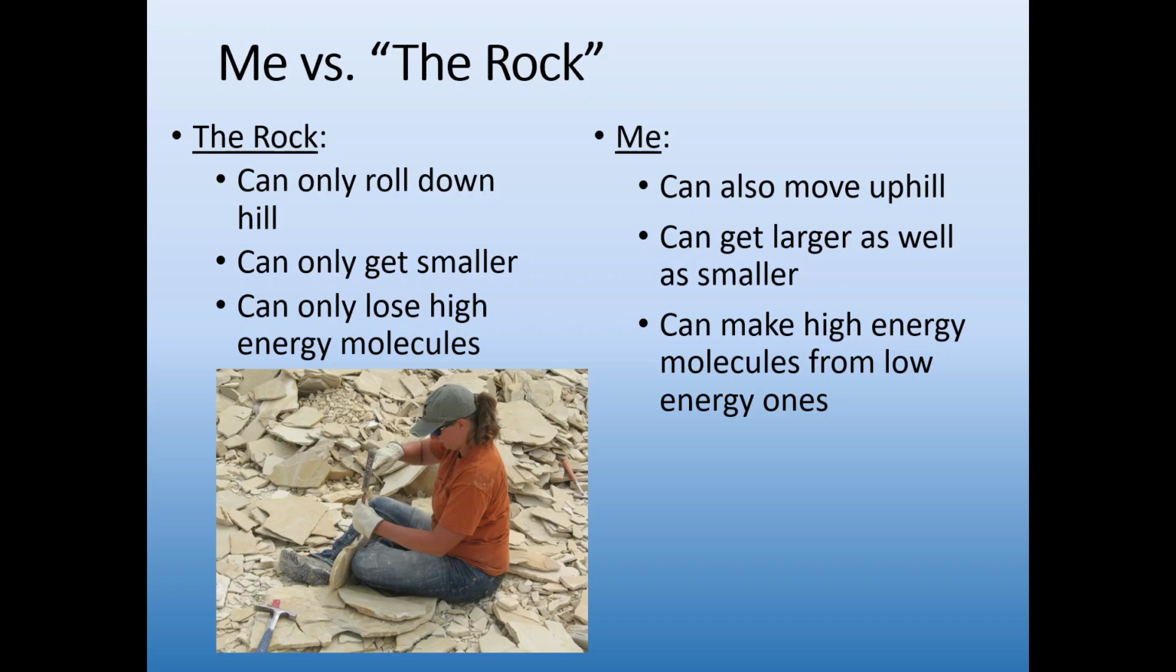But now we can talk about why we're different. So we were both in high energy states. That we can agree on. However, the rock can only roll downhill. That rock is not going to go back up the hill on its own. It's going to roll downhill, and that's the only direction it can go. It can only get smaller. If I hit it with that hammer, it's not going to get any bigger. It's only going to proceed into smaller pieces. And it can only lose those high energy molecules. It can only decay those minerals into lower energy minerals. That is the only direction a rock can go.